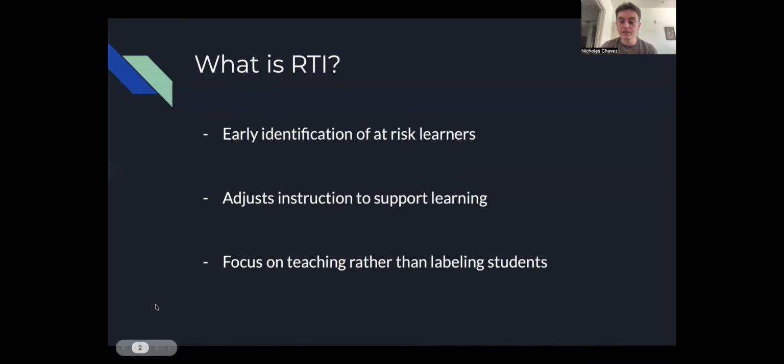RTI is an instructional model that focuses on helping students succeed rather than labeling them as having a problem. For ELL students, it ensures that both language and content skills are supported. Teachers document what works and what doesn't, and then they adjust instruction accordingly to their needs.